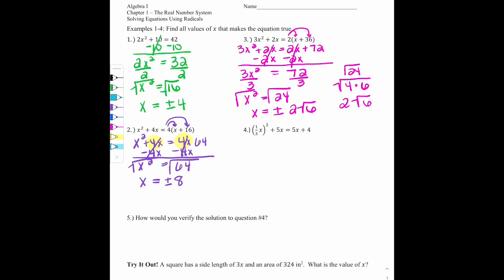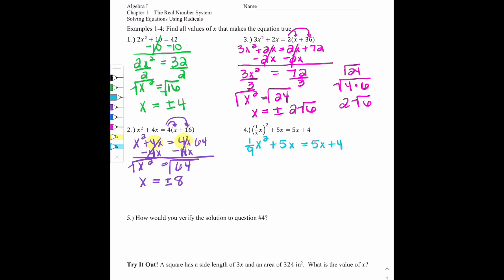Okay, we have 1/3 x in parentheses, squared, plus 5x equals 5x plus 4. So it is important here that you understand the 1/3 and the x both need to be squared. So we're talking 1/3 times 1/3, which is 1/9, and also x times x, which is x squared. So we end up with 1/9 x squared plus 5x equals 5x plus 4.